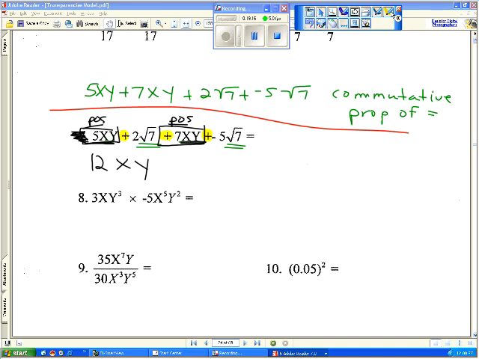We're going to add our square root of 7s. When you add or subtract, the name stays the same, so the name stays square root of 7. We check our signs. The sign of the 2 is positive. The sign of the 5 is negative. When you add or subtract with different signs, you subtract and take the larger.